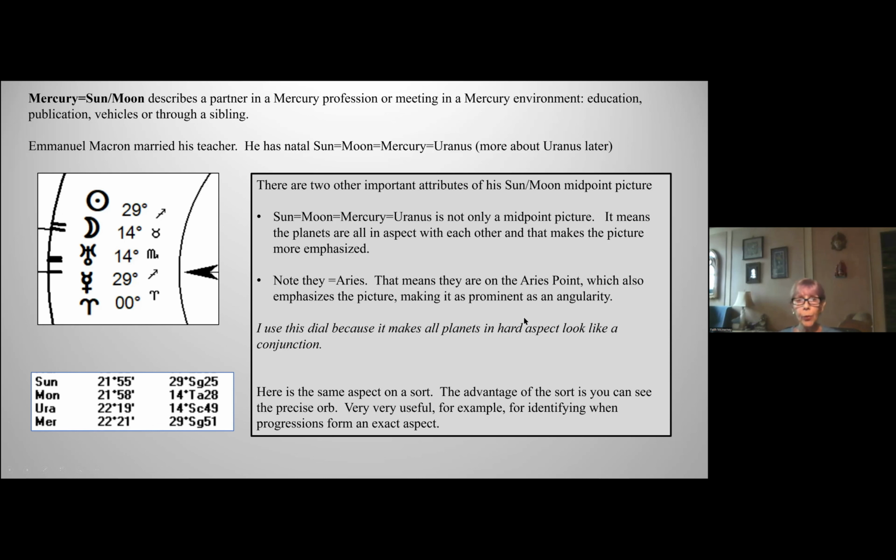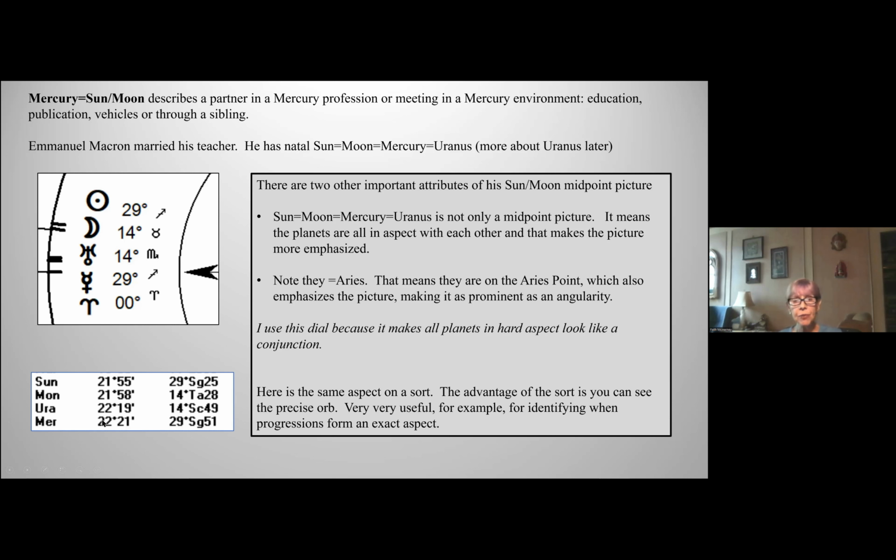With learning about Macron's chart and how he married his teacher, we're going to have a little tutorial on the pictures that you're going to see in the next few slides, for example, the techniques that you'll see. This is the sort. It's the same aspect. Sun = Moon = Uranus = Mercury. We don't see the Aries point here, but you'll take my word for it. Sun = Moon = Uranus = Mercury. And you see they're all lined up.